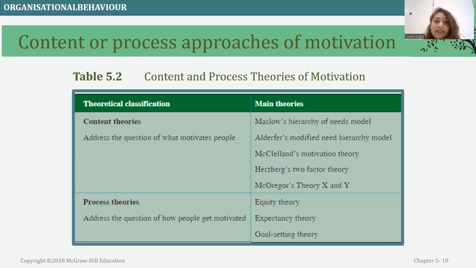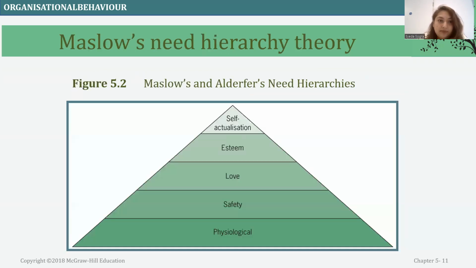If you look into the content and process approaches to motivation, the theoretical classification states that content theories address the question of what motivates people. There are many authors who contributed to it. One of them is Maslow's hierarchy of needs, Alderfer's modified needs hierarchy model. We have McClelland's motivational theory. We have Herzberg's two-factor theory. We have McGregor's theory X and theory Y. Whereas if you look into the process theories, we have the equity theory, the expectancy theory, and the goal setting theory. We will be looking at each one of those theories over the next few slides.